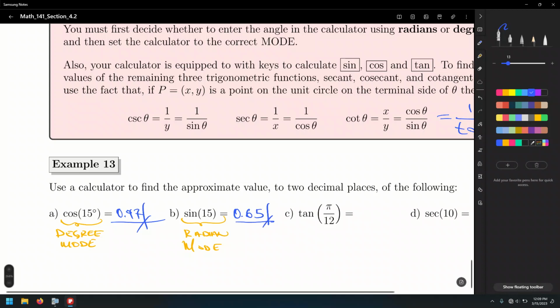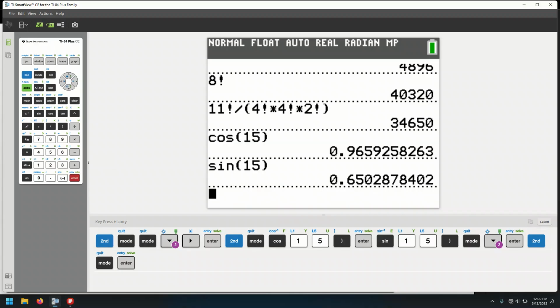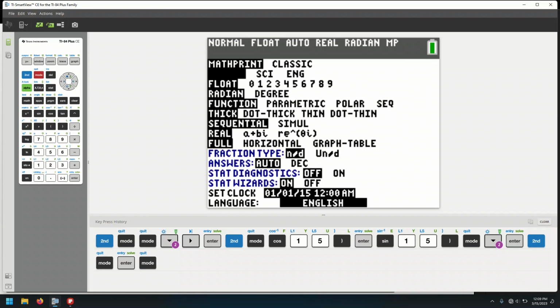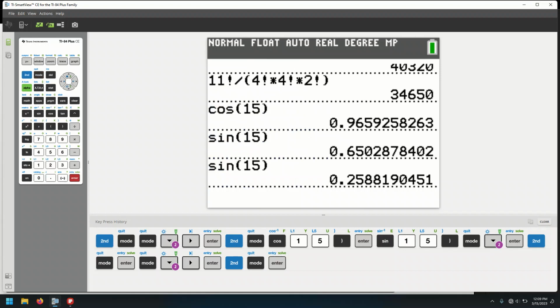Let's verify what happens when we use the wrong mode. Degree, second quit, and see how we get two different results. 0.26 rounded to 2 decimal places when the calculator is in degree mode, as opposed to the graphing calculator being set in radian mode. So you need to be careful with that.